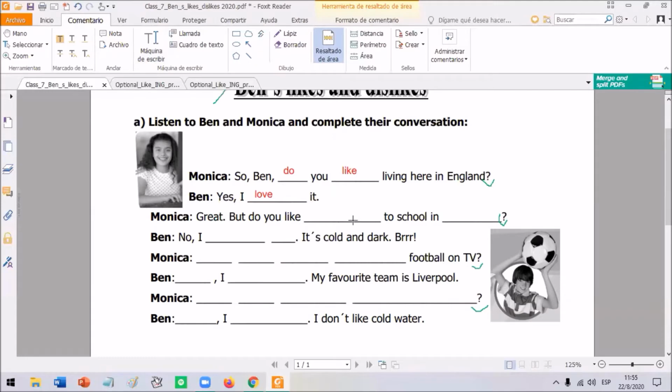Ahora, antes de seguir con el audio, ten esto en cuenta. Recordá lo que estuvimos viendo en las clases anteriores, de que cuando hablamos de actividades que nos gusta hacer, como acá, lo que viene después del like, esa acción lleva ing. No digo live, sino living. Do you like living here in England? ¿Ok? Tengan en cuenta esa regla para las próximas preguntas, ¿sí? Sabemos que después de verbos como like, love, hate, etc., las acciones llevan ing. Tenerlo en cuenta por si a vos te toca escribir alguna. So, let's continue. Vamos con la siguiente pregunta de Mónica.